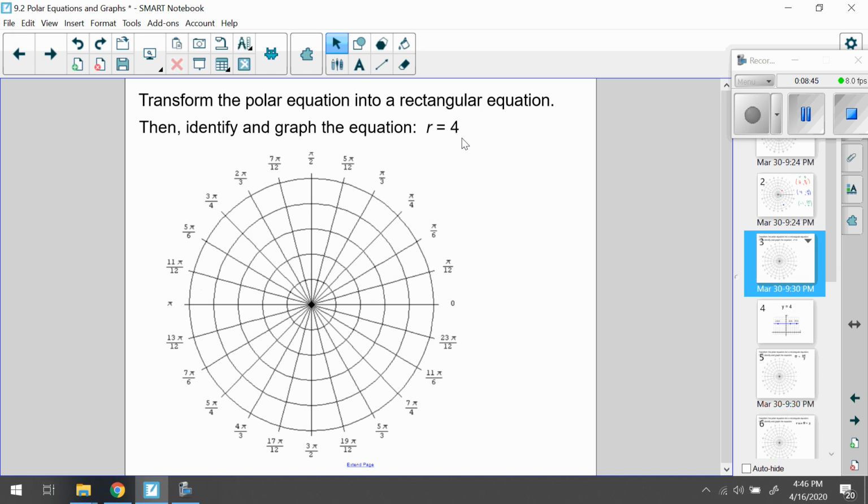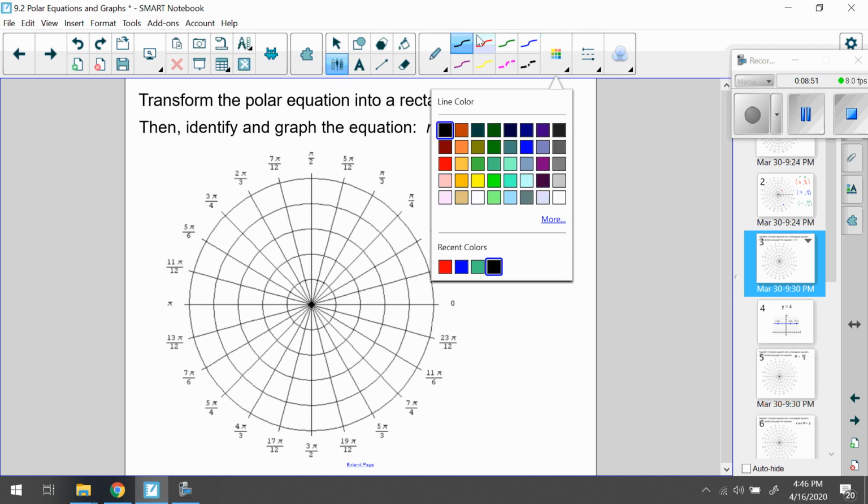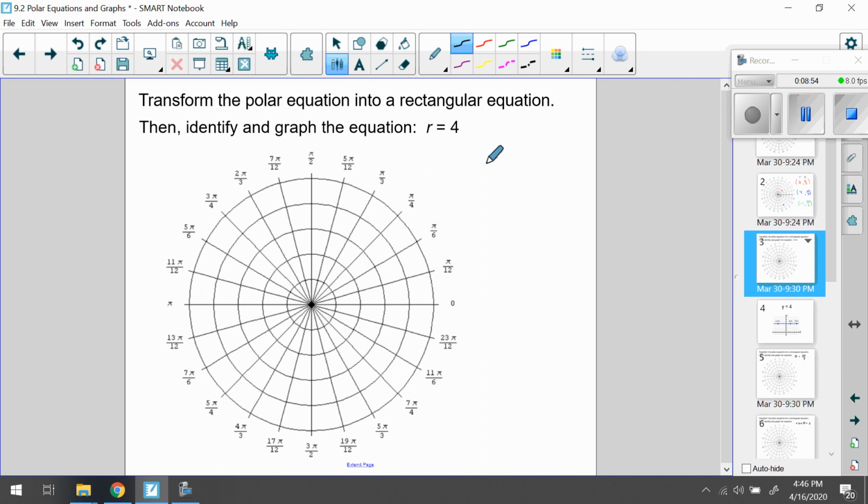All right, do you have a guess in your head? Now, before we actually start graphing it, let's follow the directions here and do what it says. It says transform this to a rectangular equation. Well, the good news is we already know how to do this. We just did this in the last lesson.